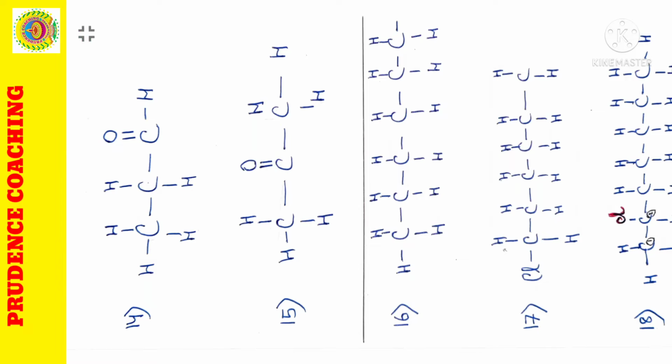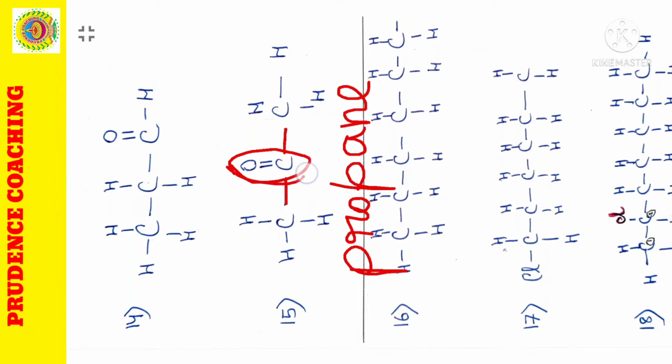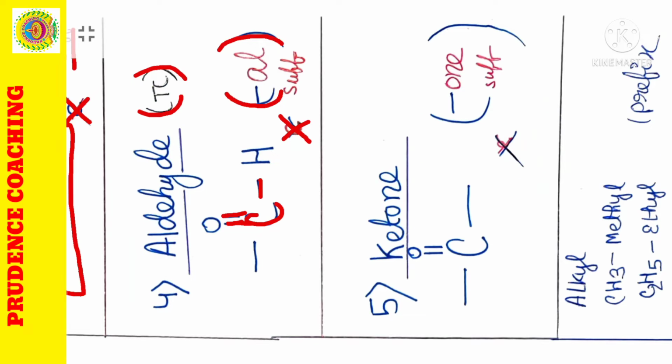We have 3 carbons, so it will be prop, and in between carbons we have a single covalent bond, so it will be propane. But here, as you can see, with the middle carbon we have the attachment of O, that is oxygen, and you know this functional group as ketone. So let us go through the functional group of ketone. If the functional group is ketone like this, then you need to cancel this E at the end and add ONE as the suffix. That is, at the end you need to write ONE.